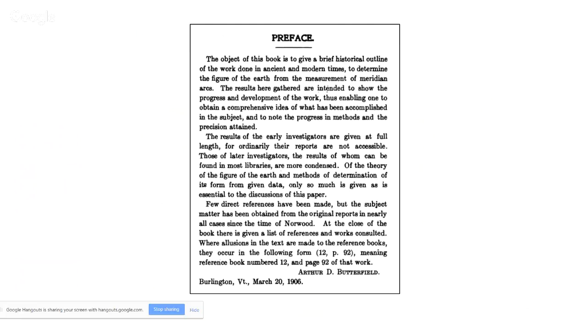So we're going to take a look at Norwood. I think he's around 17, I forget. At the close of the book, there is given a list of references and works consulted. Where allusions in the text are made to the reference books, they occur in the following form: parentheses, item number 12, page 92. Arthur D. Butterfield, Burlington, Vermont, March 20th, 1906.